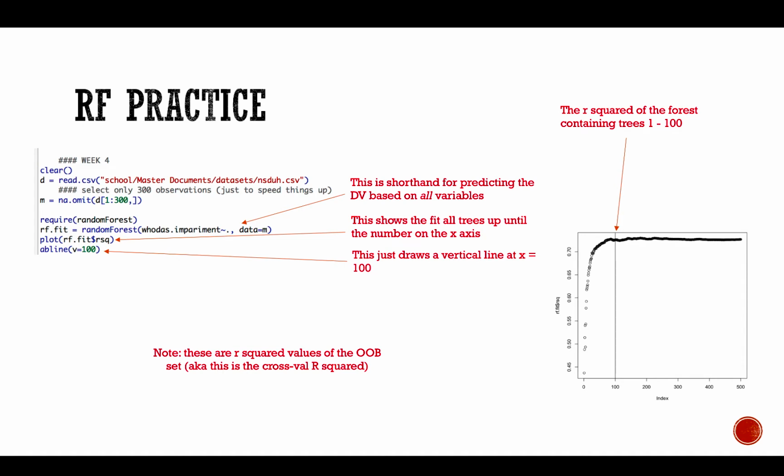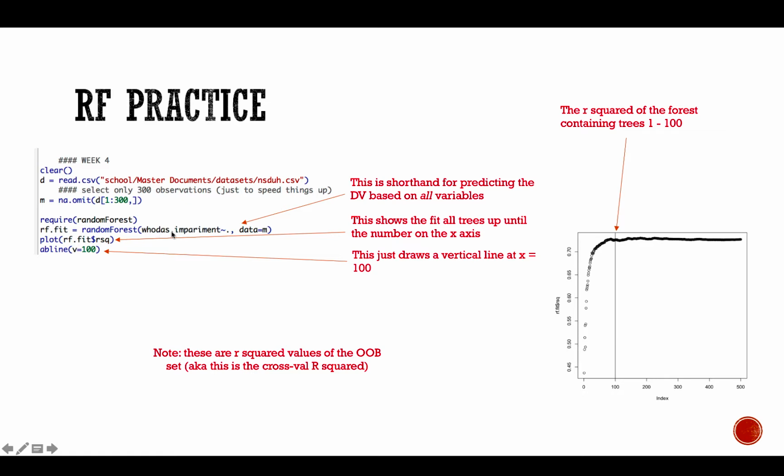Syntax, that's the word. The syntax is pretty easy. It's WHODAS and impairment, and I spelled impairment wrong, that's my fault, but that's basically how much impairment you have as a function of your mental illness or whatever. Tilde dot, which is basically shorthand for saying use all the variables to predict impairment, and then data equals M. Of course, there's options that you can change, but I tend to stick with the defaults.